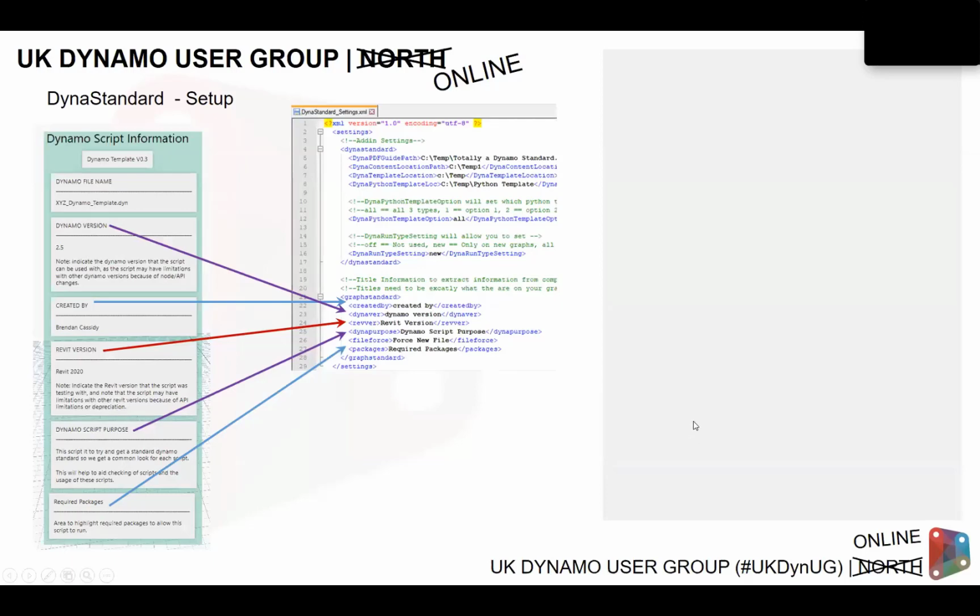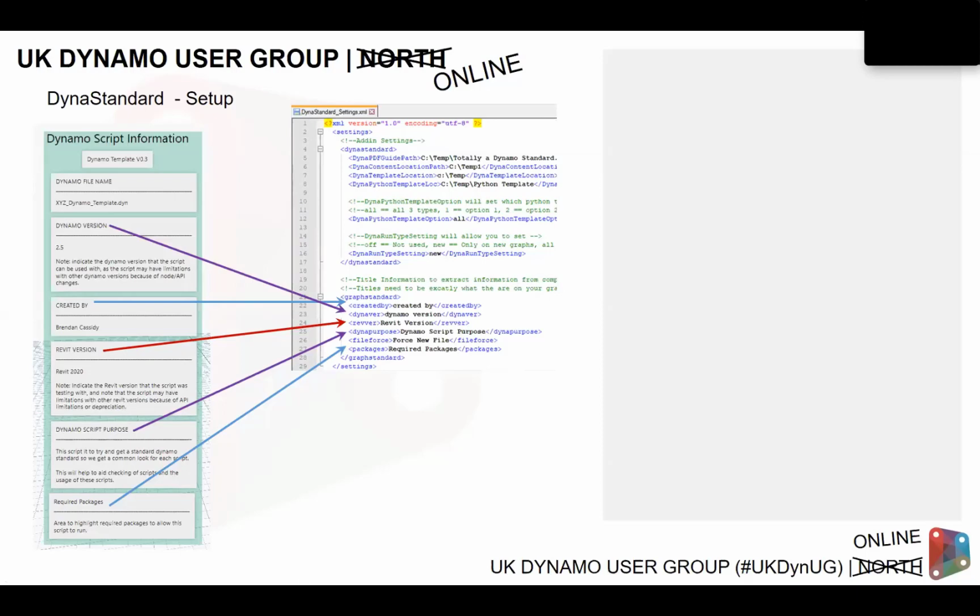Then on this mapping file, how this works is it has a Dynamo version created by Revit version. Of course, your Revit version could be Civils 3D now, because Civils 3D 2020 now has Dynamo within. Then you've also got your script purpose and your required packages. So as long as you fill the main title into the settings file, when you load the content management, it should map fairly well. I've tried it a few times. It seems to work 99.9% of the time.